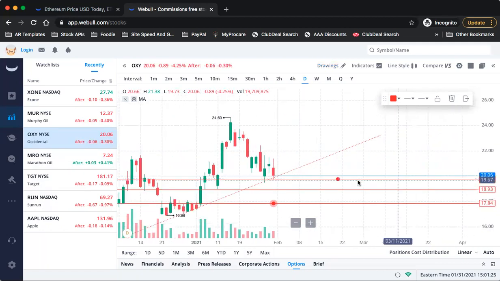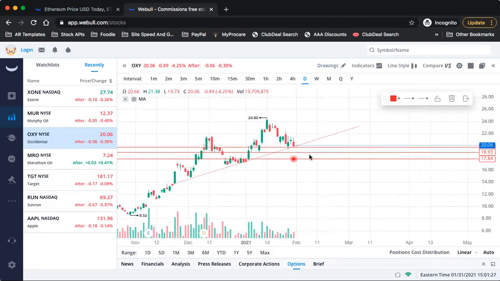So I'm looking at 3 levels here. If I jump on OXY, I want to set my stop loss around 18.9, 17.8. And obviously I'm expecting it to bounce around this 20. If it doesn't bounce, I'm also expecting it to bounce from here. If it doesn't, obviously if you want to be aggressive, you can set your stop loss at 18.9. If you want to be softer, you set your stop loss at 17.8.